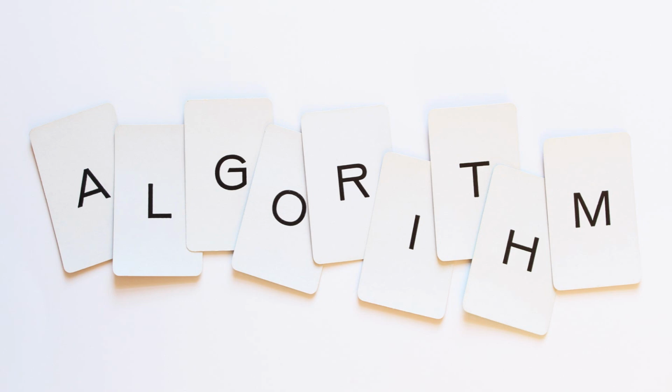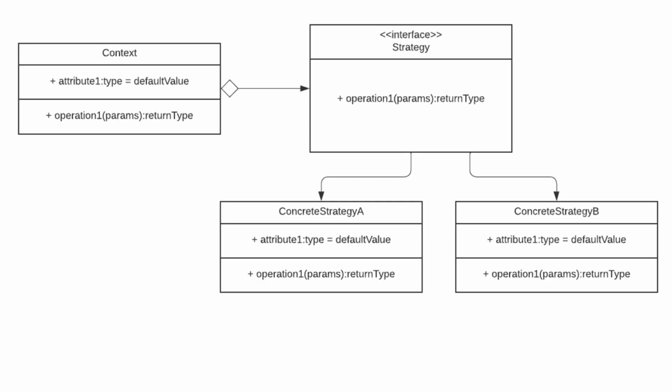In case you're rusty on the definition, an algorithm is just a set of steps or instructions to solve a problem. The strategy pattern consists of several components, including the context, the strategy, and the concrete strategy. Don't worry, we'll touch on all of these components in detail.